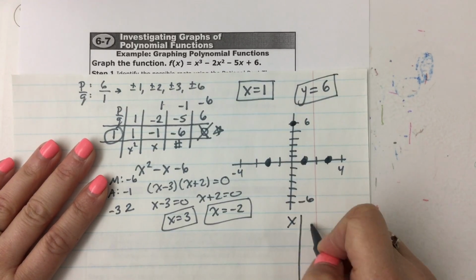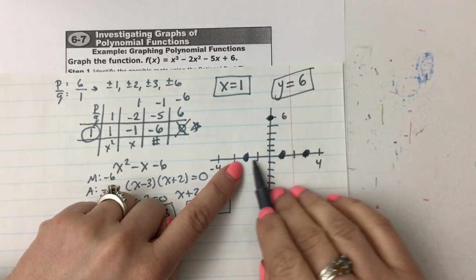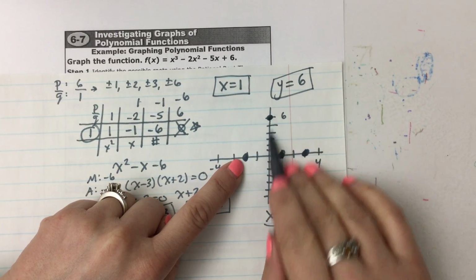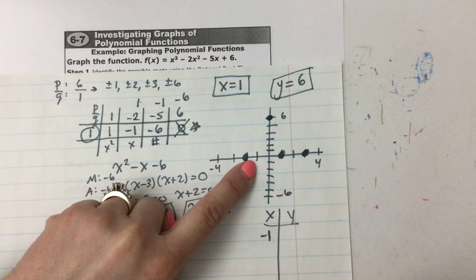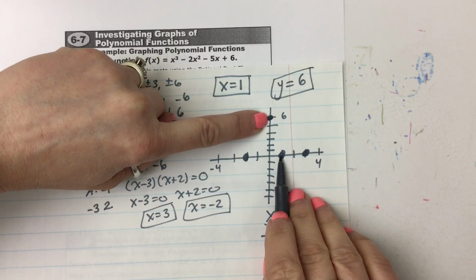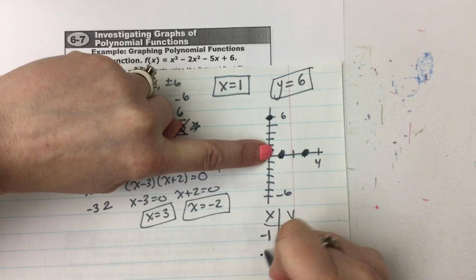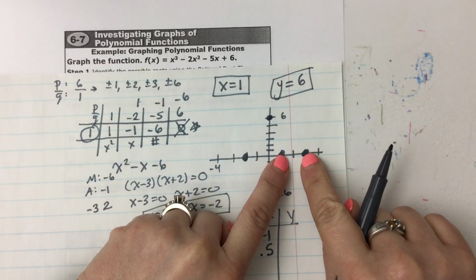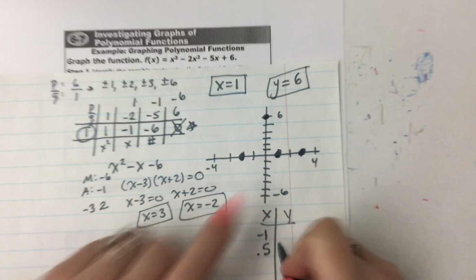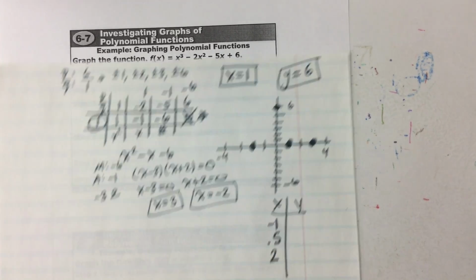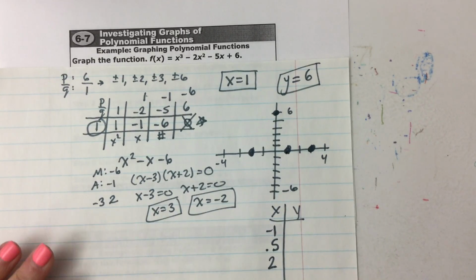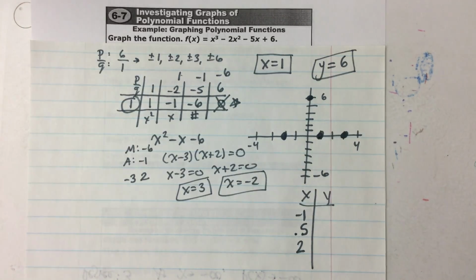Next, I need to have an xy table. To see what's going to happen in between these 2 points, I need to put in a negative 1. To see what's going to happen between these 2 points, I need to put in a 1/2. To see what's going to happen between these 2 points, I need to put in a 2. And where you're filling those values in, you fill them into the original problem.